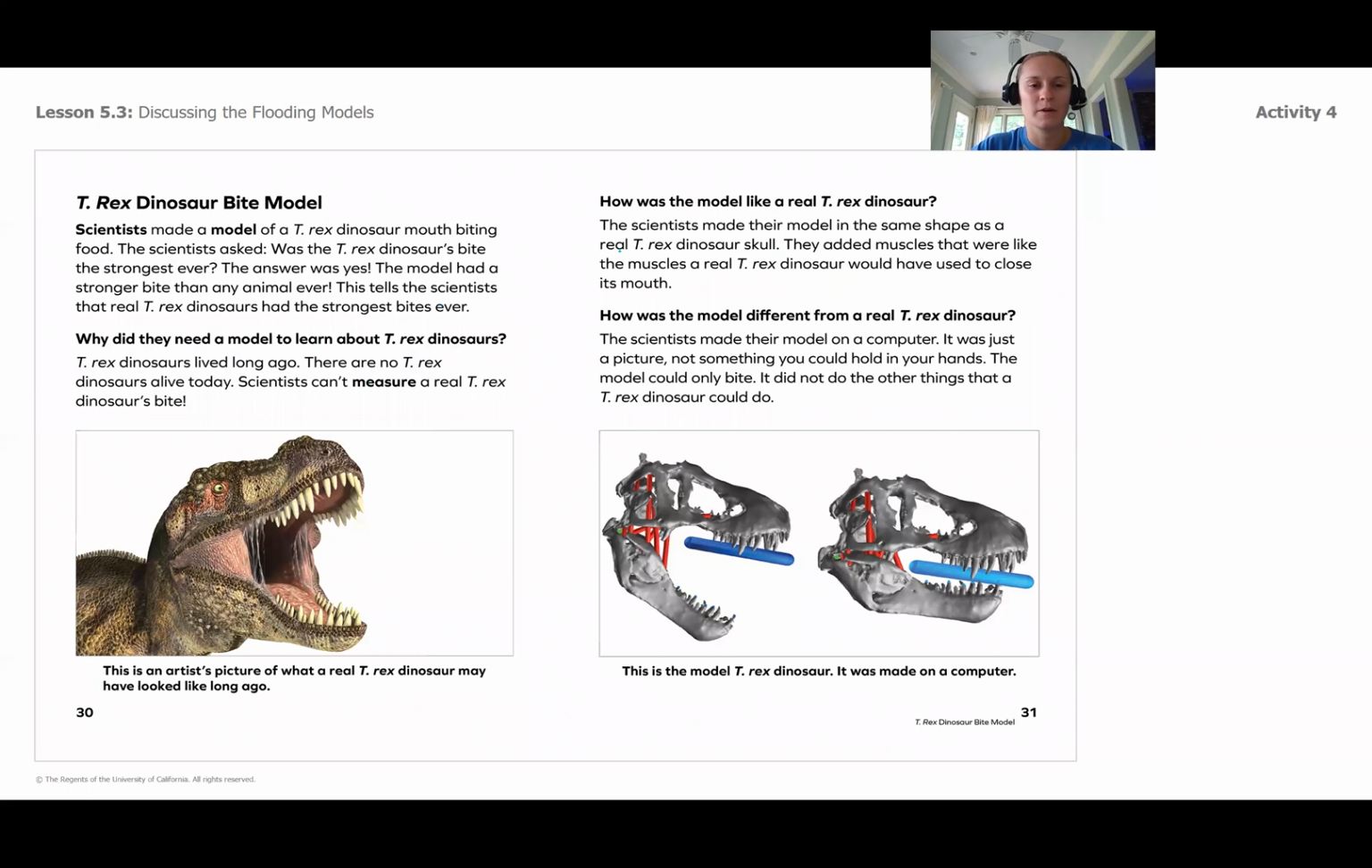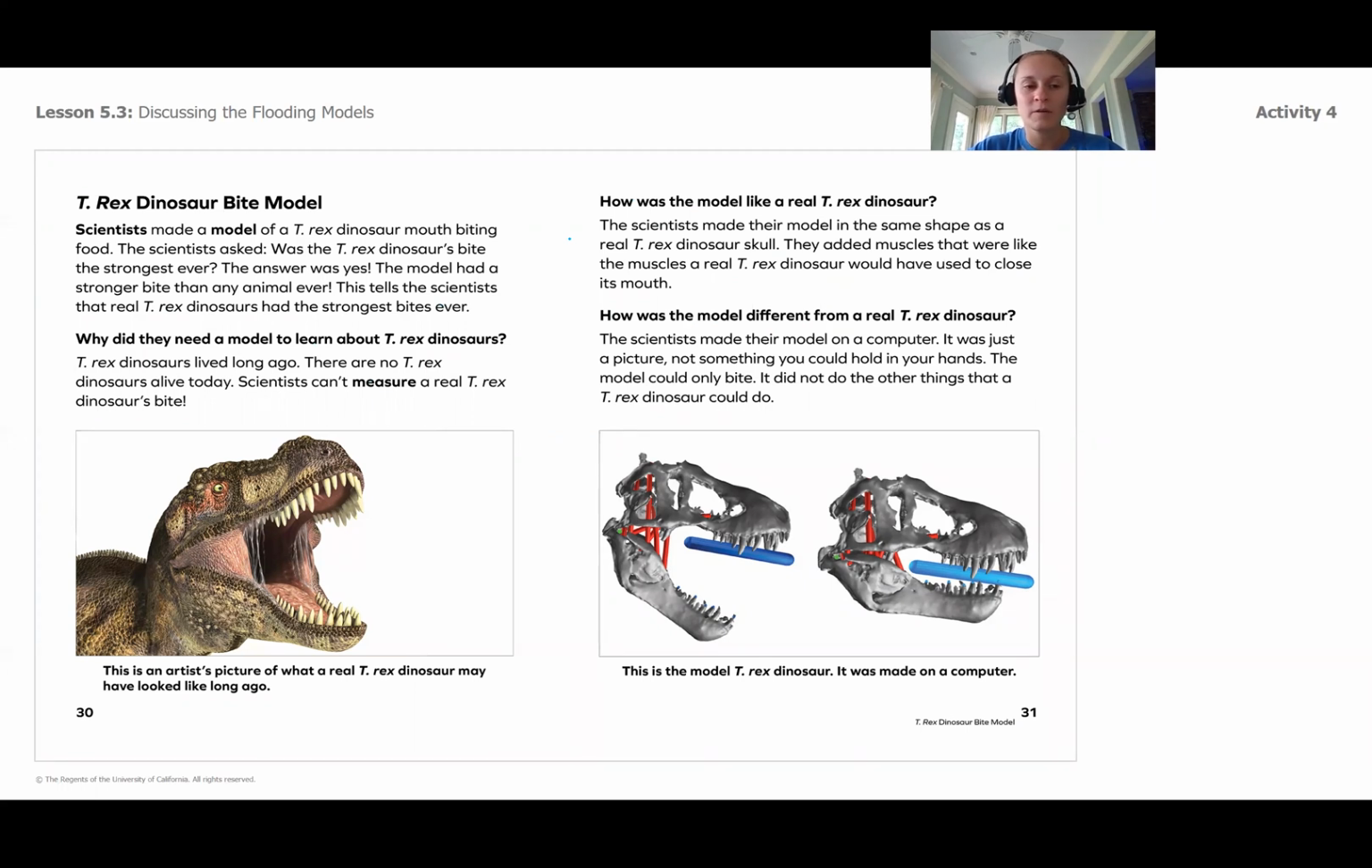Let's read about the T-Rex. The T-Rex dinosaur bite model. Scientists made a model of a T-Rex dinosaur mouth biting food. The scientists asked, was the T-Rex dinosaur's bite the strongest ever? The answer was yes. The model had a stronger bite than any animal ever. This tells the scientists that the T-Rex dinosaur had the strongest bites ever.